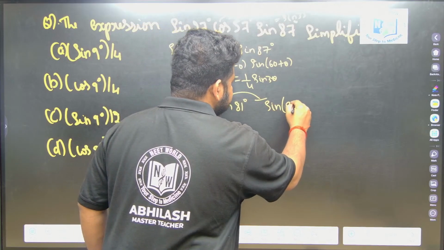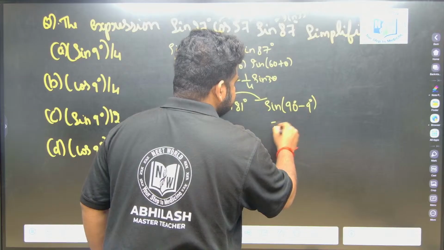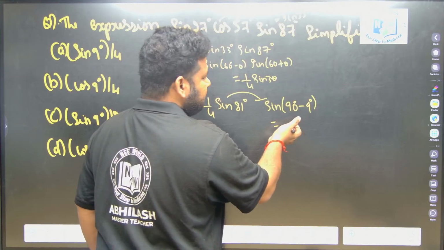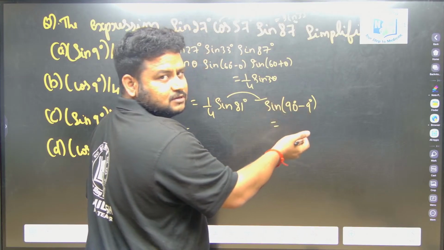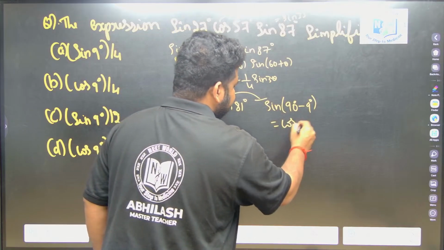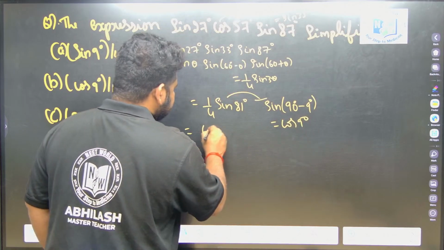Sin of 90 minus theta, with theta being 9 degrees. So 90 minus theta is what? 90 is an odd multiple. An odd multiple means sin will become cos. So the answer will be cos 9 degree.